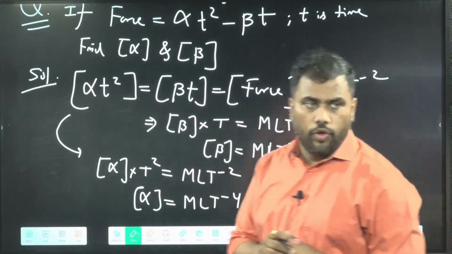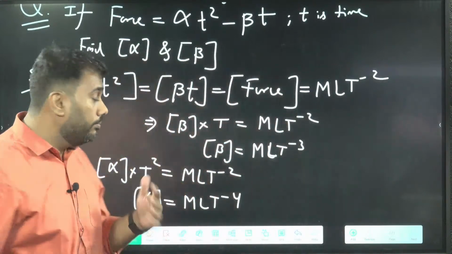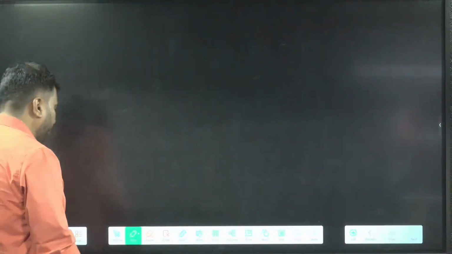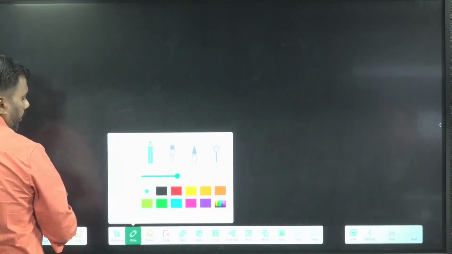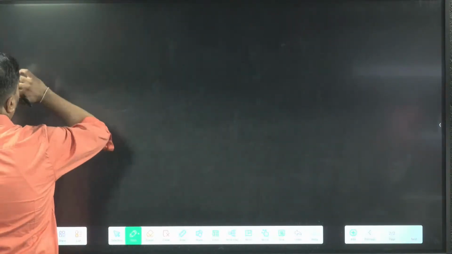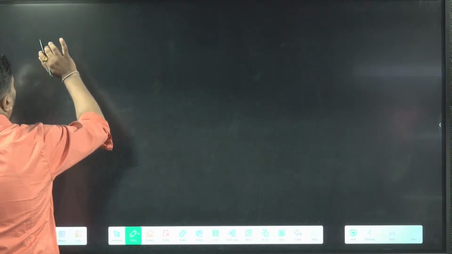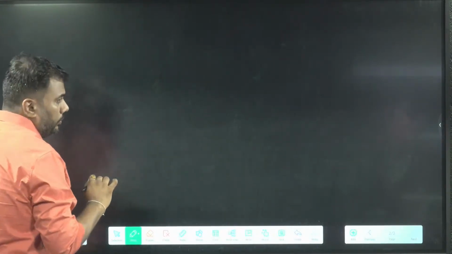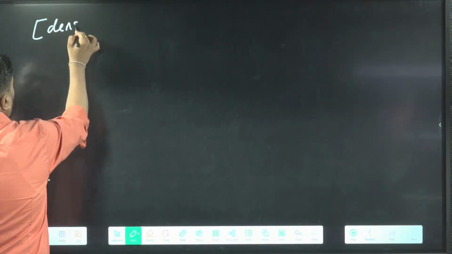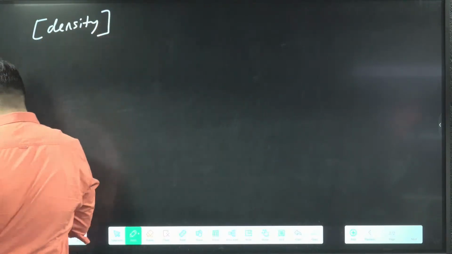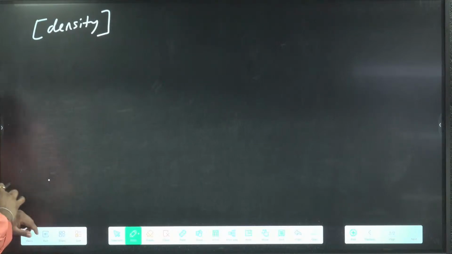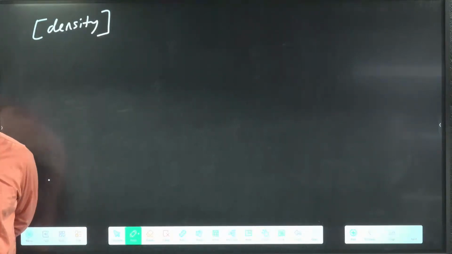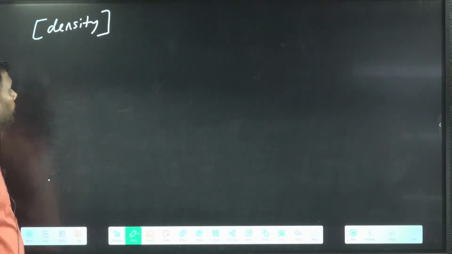Okay, very good. Now we will find some more formulae of dimensions. Till now we have discussed some of the formulae. We have done up to pressure. So after pressure, let's find the dimensions of density.